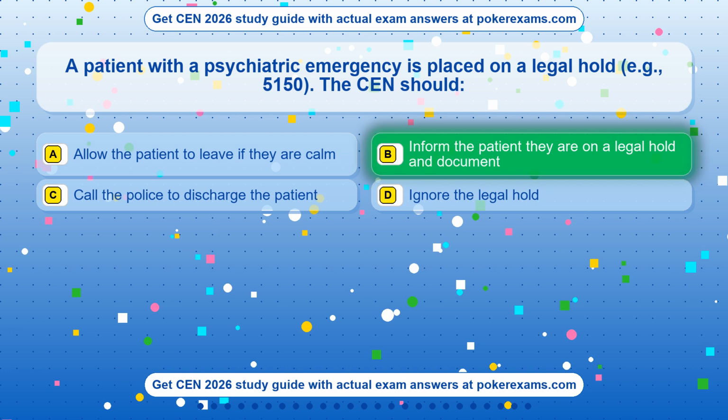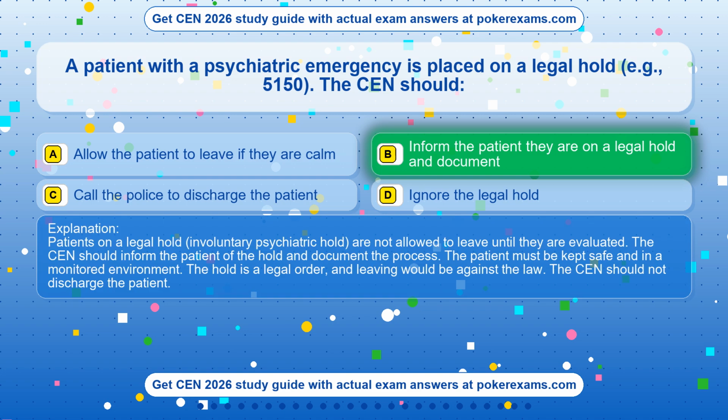Inform the patient they are on a legal hold and document. Patients on a legal hold, involuntary psychiatric hold, are not allowed to leave until they are evaluated. The CEN should inform the patient of the hold and document the process. The patient must be kept safe and in a monitored environment. The hold is a legal order, and leaving would be against the law. The CEN should not discharge the patient.